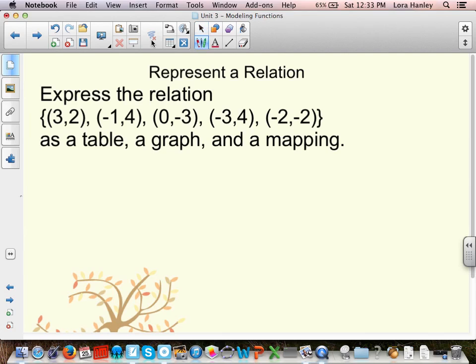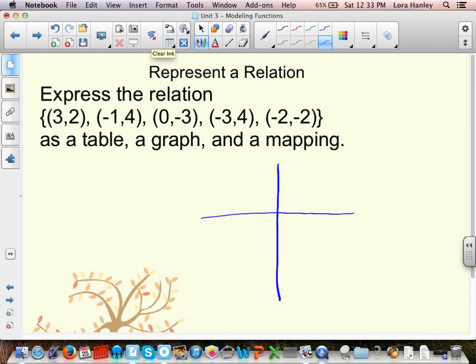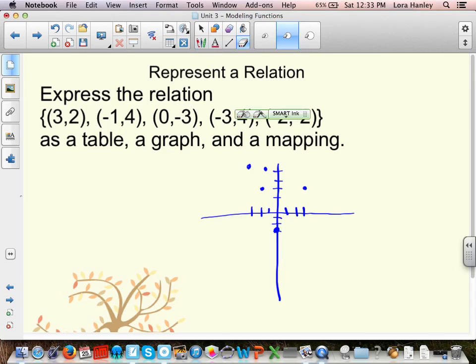So I'm just going to sketch a graph. You will have graph paper most likely to do this. My first point is over +3 and up 2. My second point is back 1 and up 4. My third point is at (0, -3). My fourth point is at (-3, 4). And my last point is at (-2, -2).